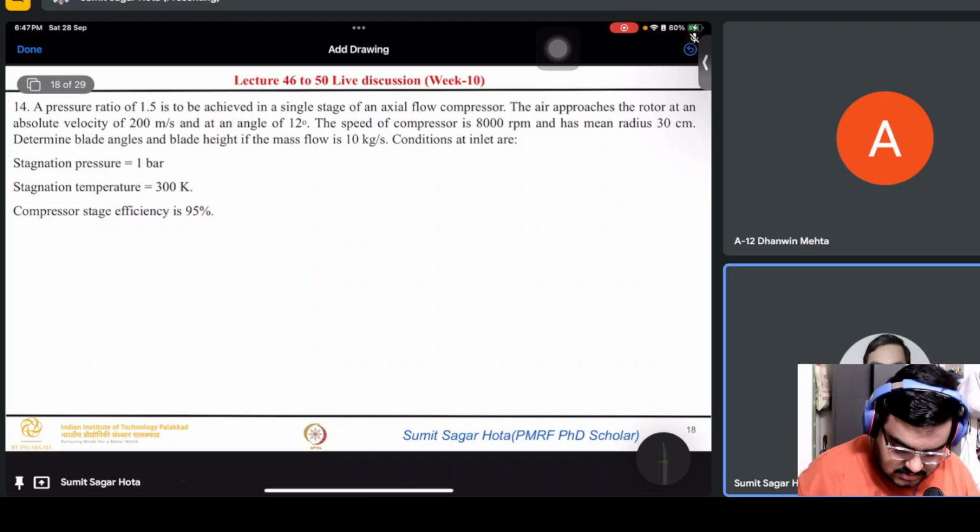Okay, so this is the last question of the section. This question is a little lengthy, but it involves lots of small questions. Okay, but this question actually gives you a very brief idea about the axial flow compressor.